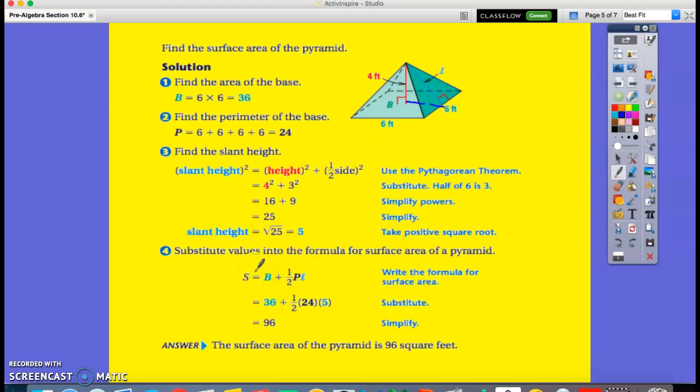Now to find the surface area, we get surface area equals base area plus half times the perimeter of the base times the slant height. So the base area is 36 plus half times the perimeter, 24, times the slant height, which we got as 5. That's how. So now go to the textbook and look at example 2 in section 10.6.